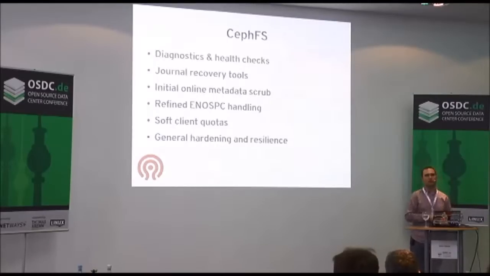There's a new online scrub for the metadata. So checking that if we have an inode in our metadata pool, that the corresponding data exists and has the size we think it did in the data pool and that kind of thing. That's the kind of thing that a file system check might do in a legacy, local file system. But we have to do that online because we're talking about multi-petabyte systems, and doing that offline means taking your system offline for an unacceptably long period of time.